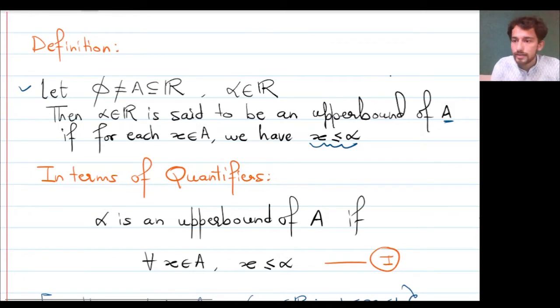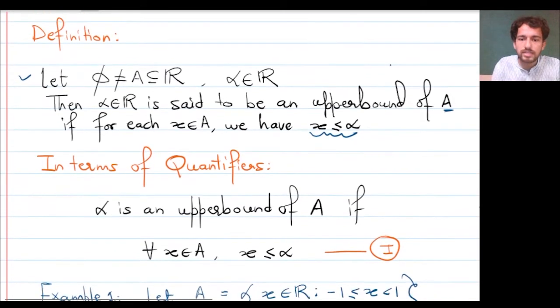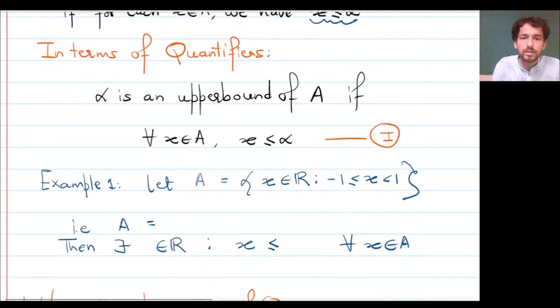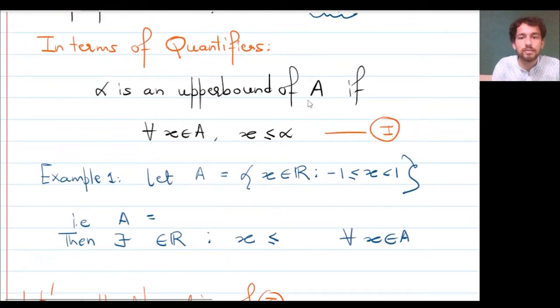Let's now move ahead in terms of quantifiers. What I have already told you is that alpha is an upper bound of A if for every element small x belonging to the set capital A, alpha satisfies this condition, that is, alpha is greater than or equal to x for every x in the set A. In that case I say that my alpha is an upper bound.